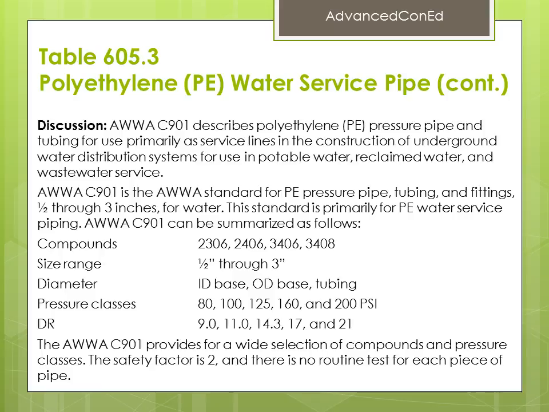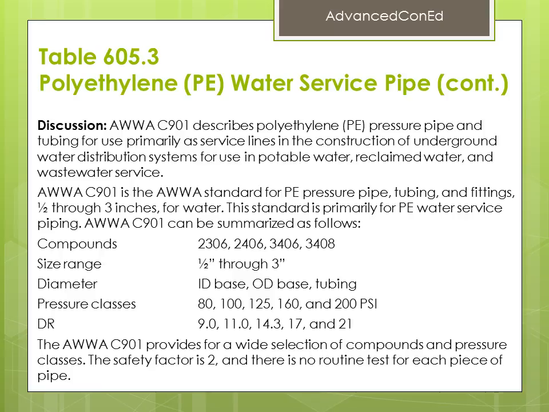Table 605.3, Polyethylene Water Service Pipe, continued. Discussion. AWWA C901 describes polyethylene pressure pipe and tubing for use primarily as service lines in the construction of underground water distribution systems for use in potable water, reclaimed water, and wastewater service. AWWA C901 is the AWWA standard for PE pressure pipe, tubing, and fittings, 1/2 through 3 inches, for water. This standard is primarily for PE water service piping. AWWA C901 can be summarized as follows.